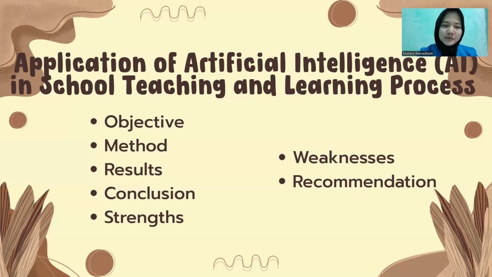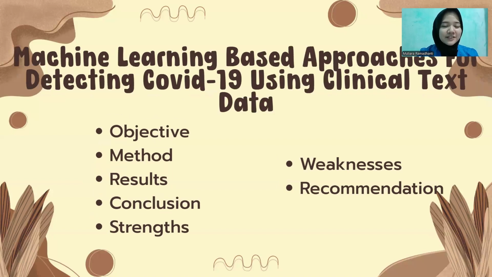And the last one is recommendation. Educational institutions should implement AI gradually and provide proper training for teachers. Future researchers need to conduct experimental studies in real classrooms, while developers must ensure data security and student privacy. Okay, that's all for the first journal.